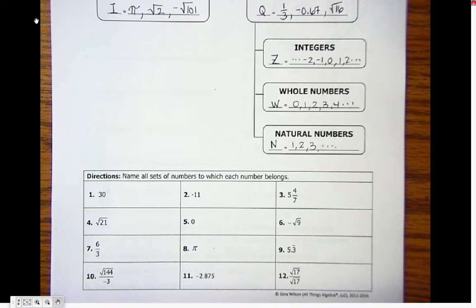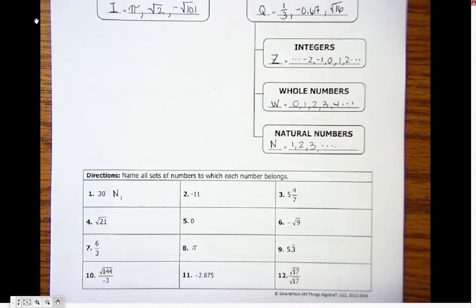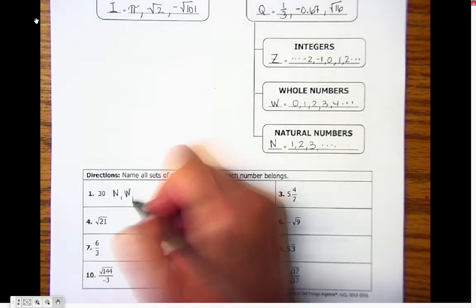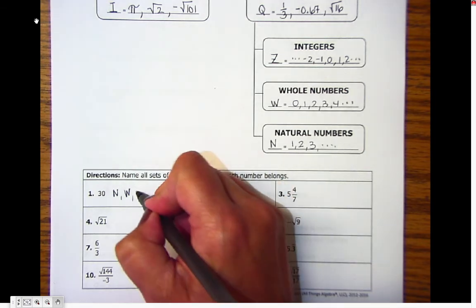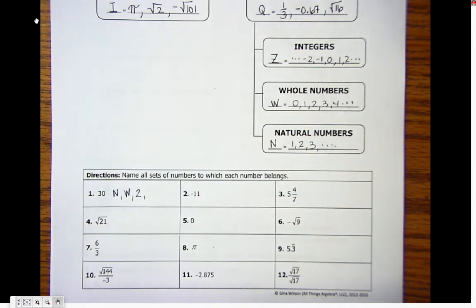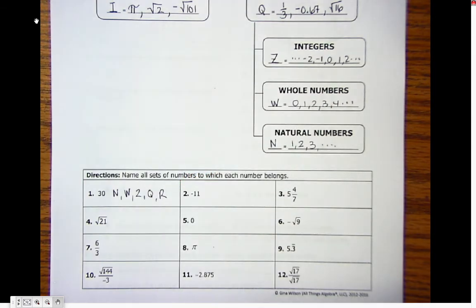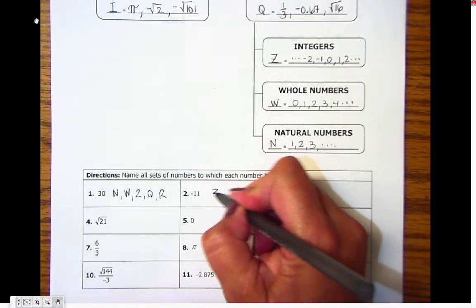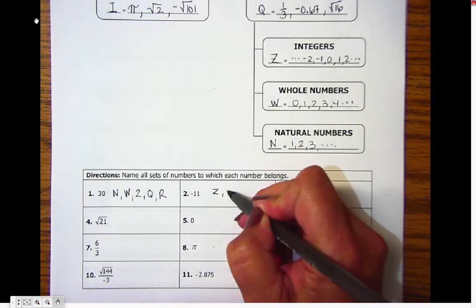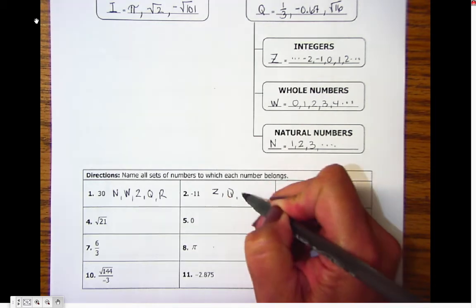So 30, for example. Well, 30 is a counting number, so that would be a natural number. It's also a whole number. It's also an integer. It's also a rational number because it ends. And it's a real number. Okay, let's skip around a little bit. Number 2, -11. Well, -11 is not a natural number because it's negative. It's not a whole number because it's negative. It is an integer. It is a rational number. And it is a real number.